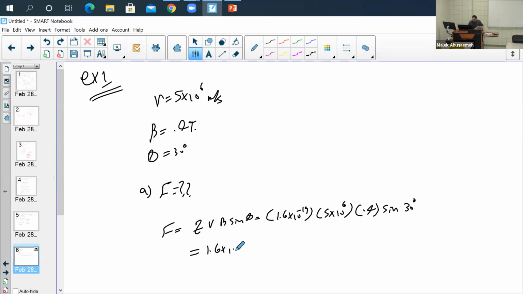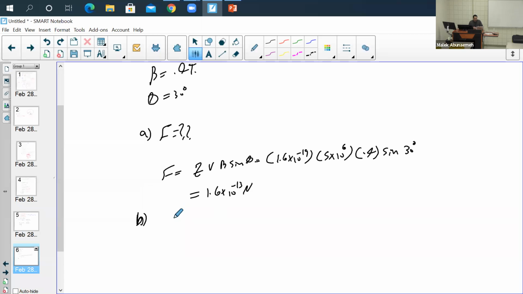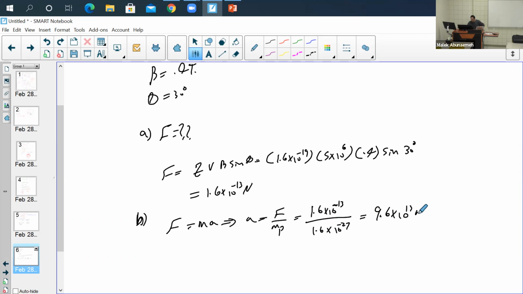At 1.6 times 10 to the negative 13 newtons. Part B. Acceleration, we need the acceleration of the proton. So the force equals your mass times acceleration. That means your acceleration is going to equal your force divided by mass. Which mass? The mass of the proton. Now, the force again was 1.6 times 10 negative 13. That's what we found out. Divided by the mass of the proton, which would still be 1.6 times 10 negative 27 kilograms. So you should get 9.6 times 10 to the 13th meters per second squared.